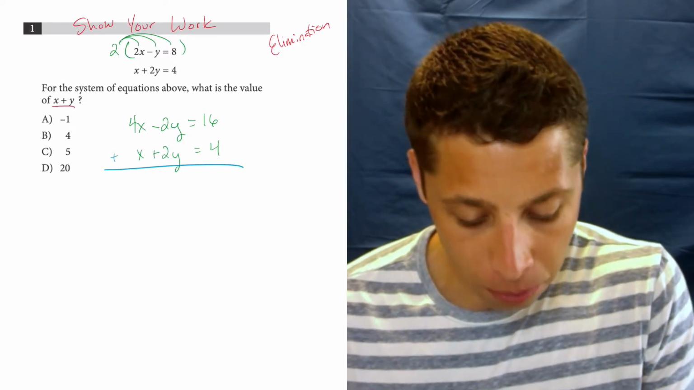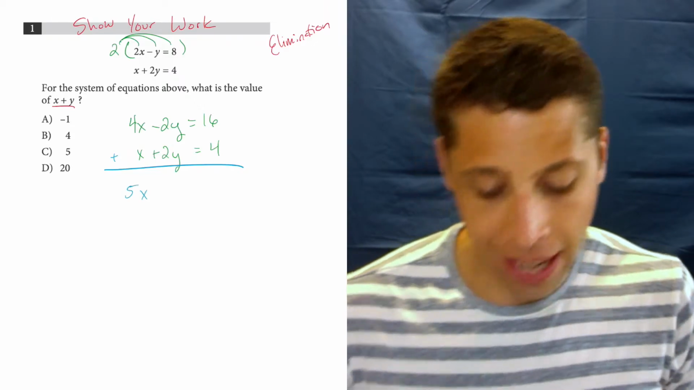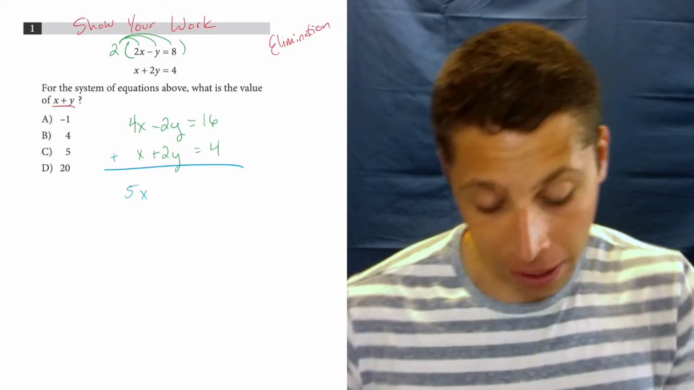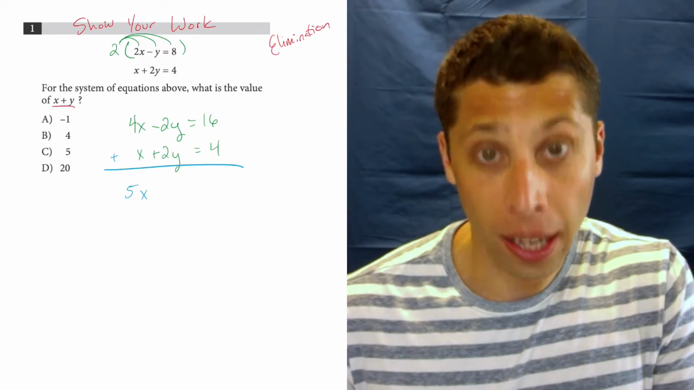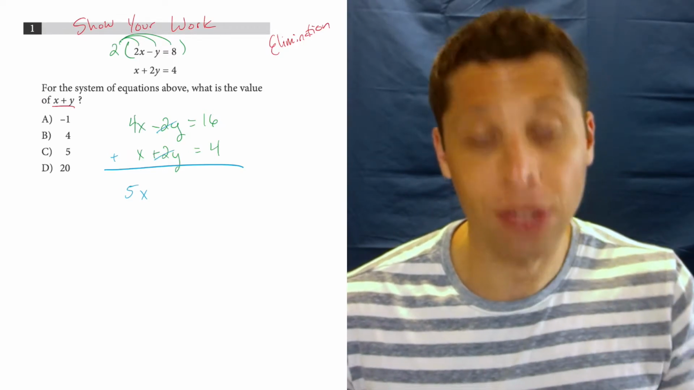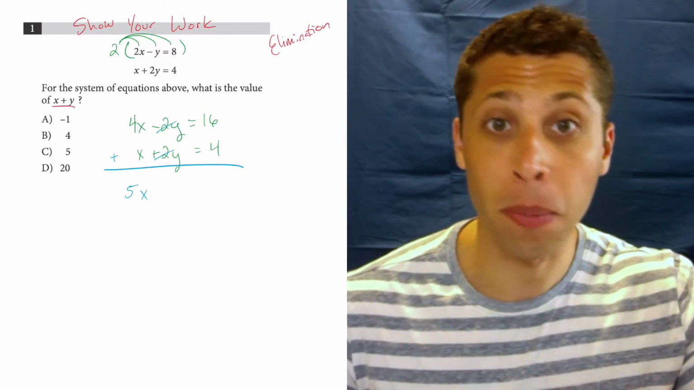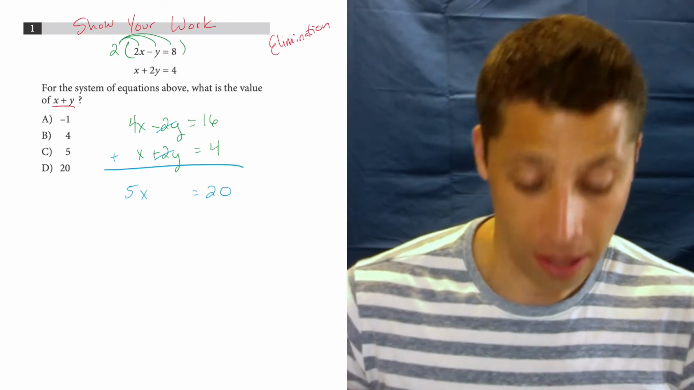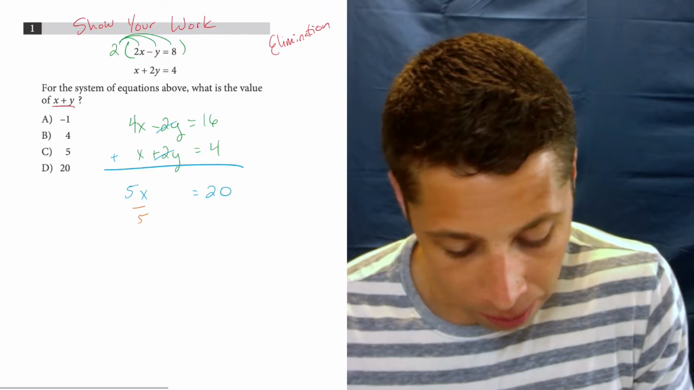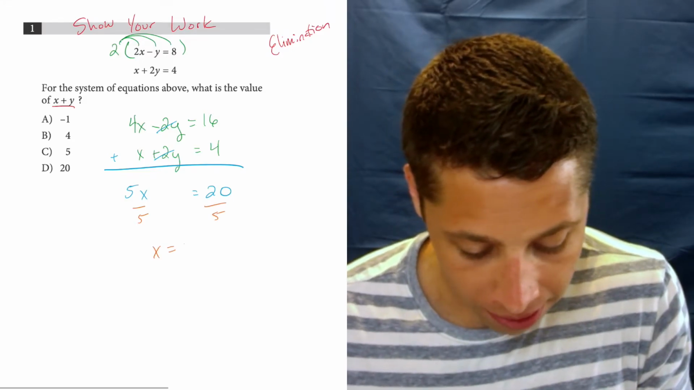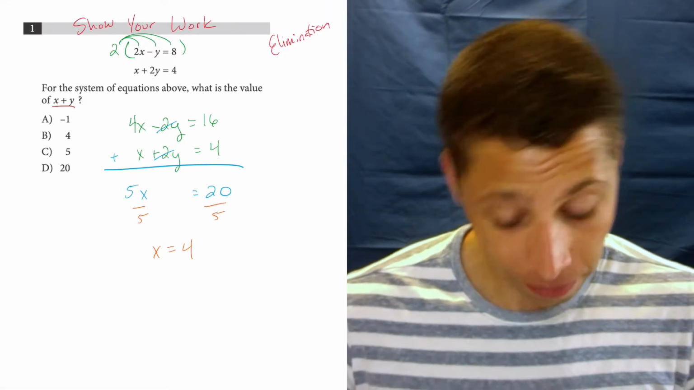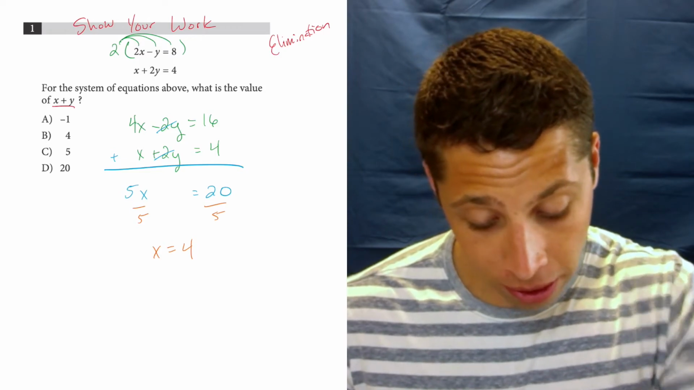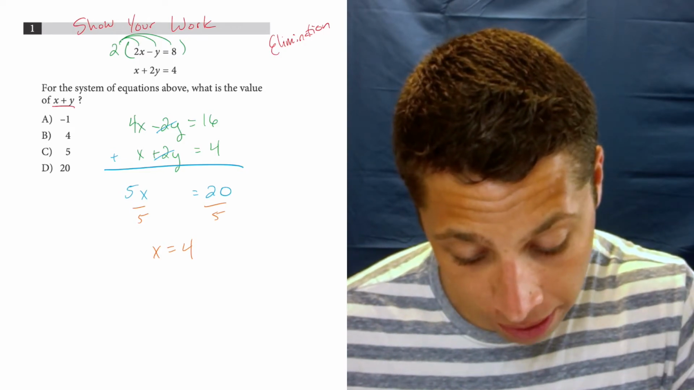And 4x plus x is going to be 5x, and then here's y we multiplied by 2. Negative 2y plus 2y cancels out. So the y's disappeared, leaving us with 5x equals 20. And then we can divide by 5 to get that x is equal to 4. And then we've got to go back to the start and try to find what y is equal to.